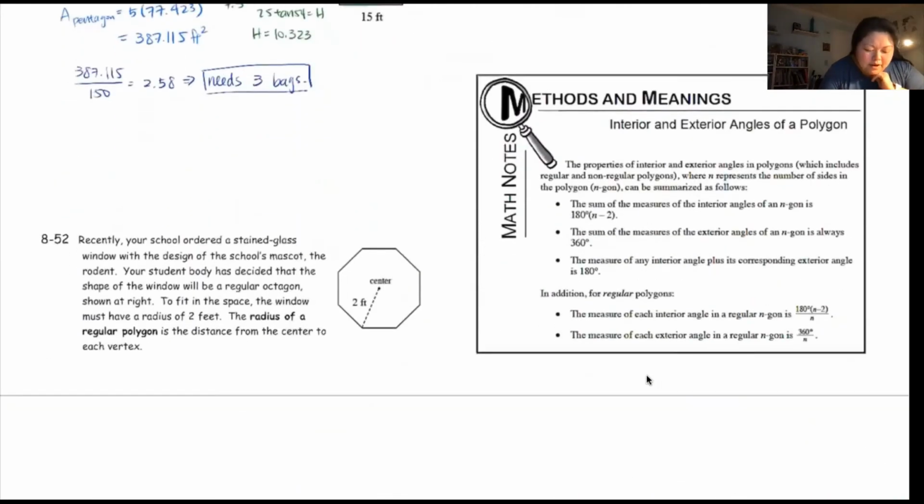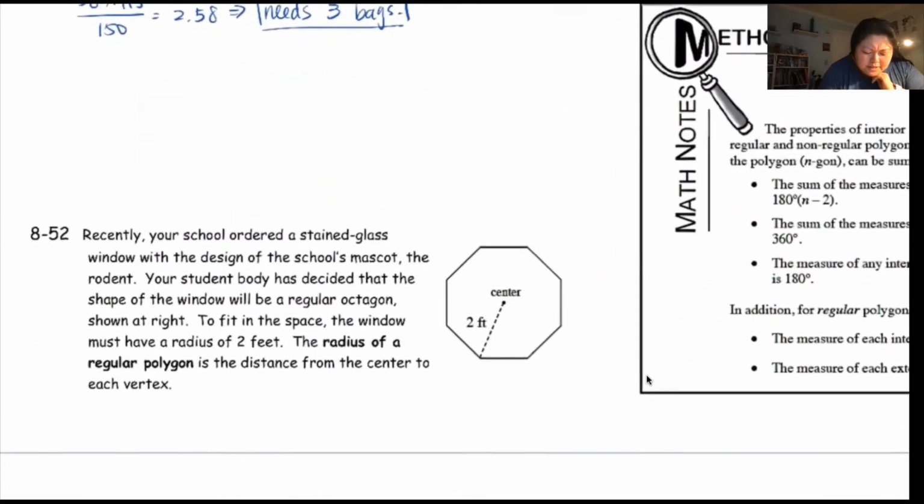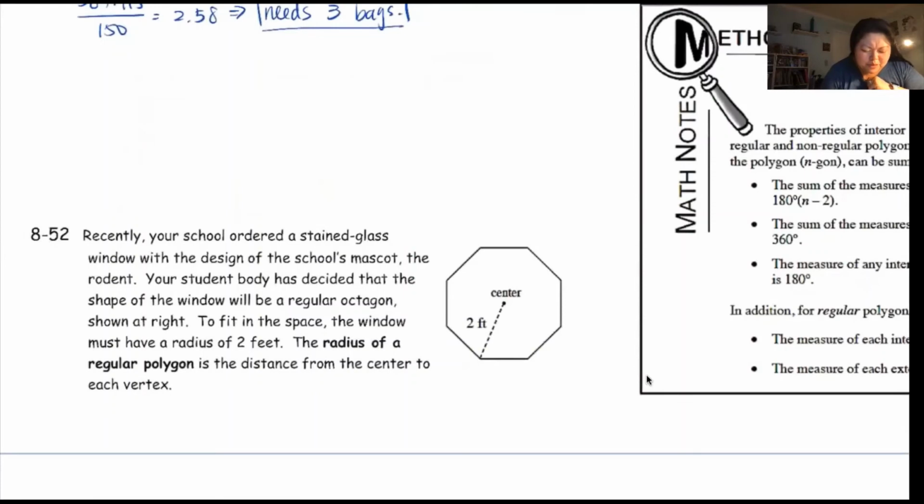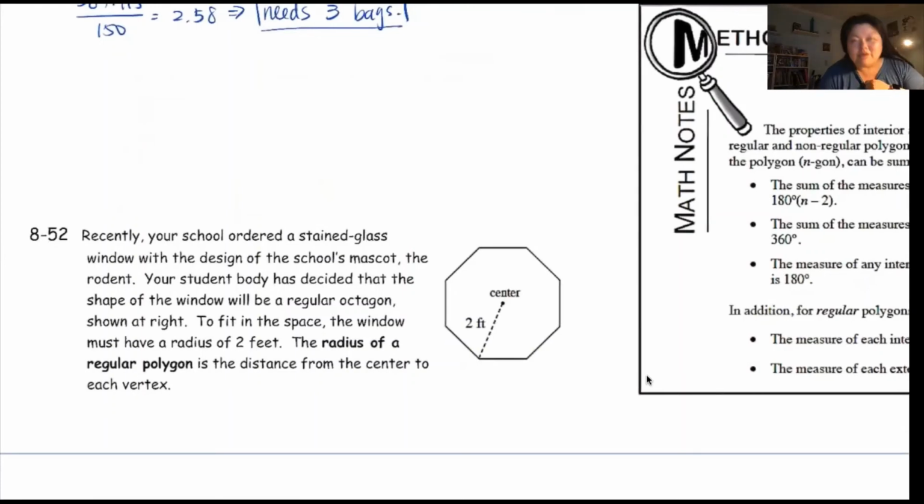Okay. All right. Recently, your school ordered a stained glass window with the design of a school mascot, the rodent. Well, not our school. Our school is the Spartan. Okay. Your student body has decided that the shape of the window to be a regular octagon shown on the right. To fit the space, the window must have a radius of 2 feet.